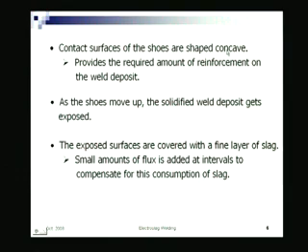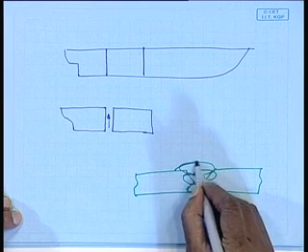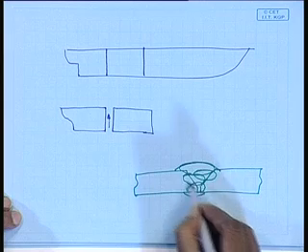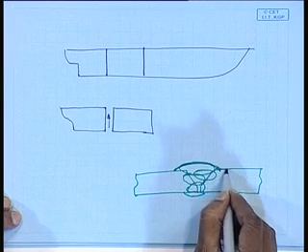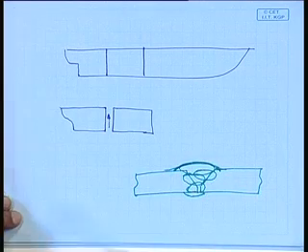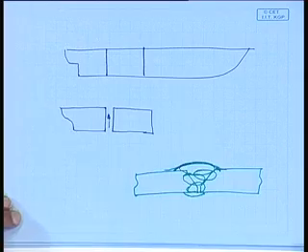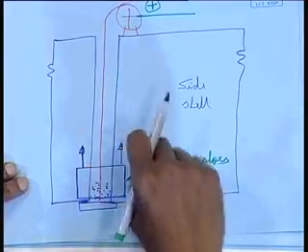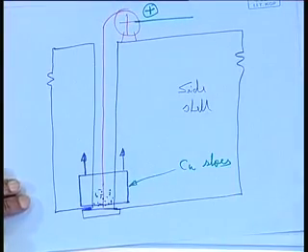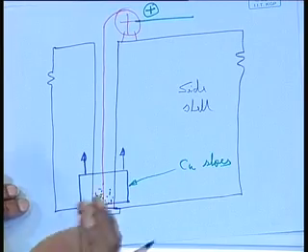Contact surfaces of shoes are shaped concave. Well, that provides the required amount of reinforcement of the weld deposit, because whenever you do welding, as you know, you provide a convex surface at the end. That means there is a reinforcement. So, these shoes, whatever are used, inside they have a little concave surface, such that it supports that molten metal and forms a nice weld bead.